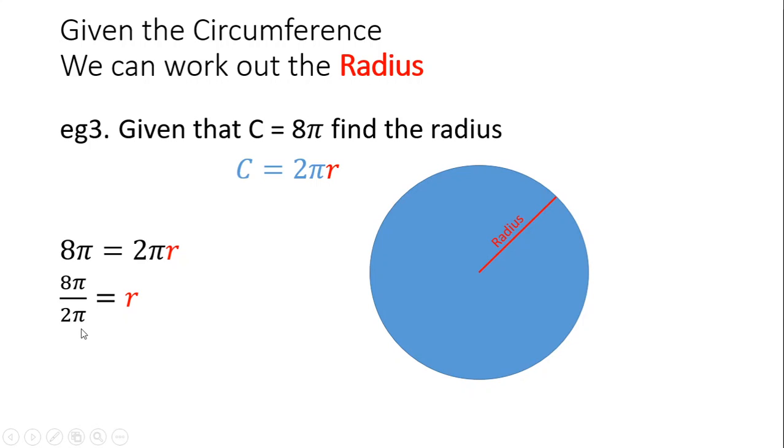What's the highest common factor this time? I definitely see both top and bottom have pi in them, but look at the numbers as well. I could divide both of the numbers by 2. So 8 pi divided by 2 pi left me with just 4, and 2 pi divided by 2 pi left me with just 1. So my answer is 4. If you want to check, you can always take that r value and put it back into the formula, and you'll see that 2 times pi times 4 would make 8 pi. So we've got our radius: 4.